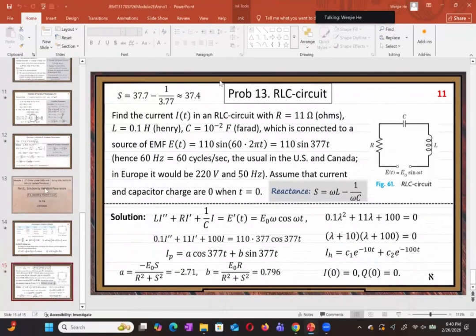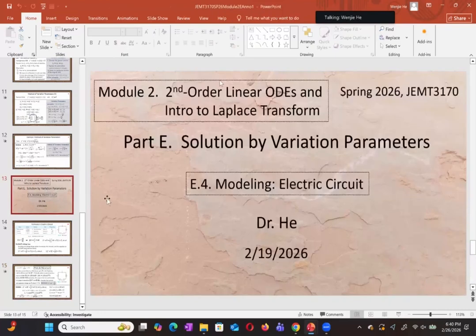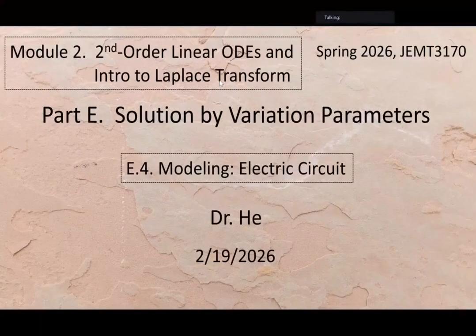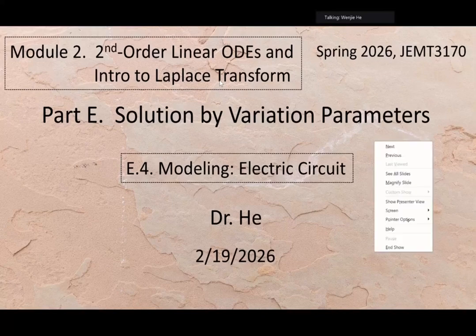The last topic is modeling electric circuits, and solution by variation of parameters. We review a little bit. We do one application problem in electric circuits. I hope that before the break we complete this last topic, so then we can start module 3 after the break.